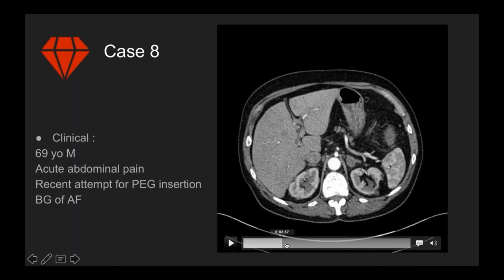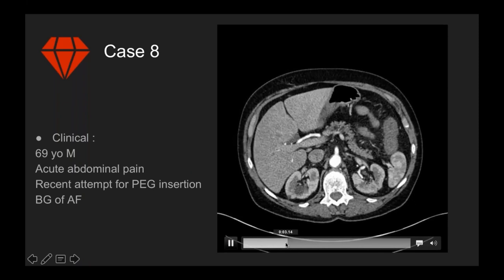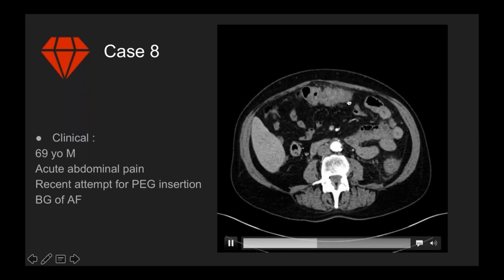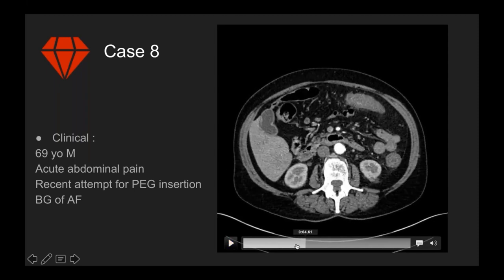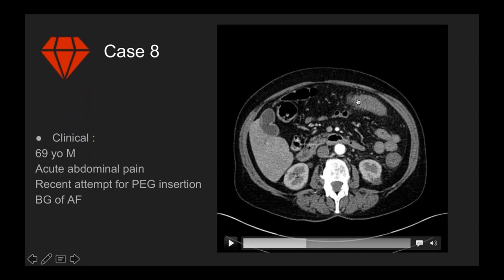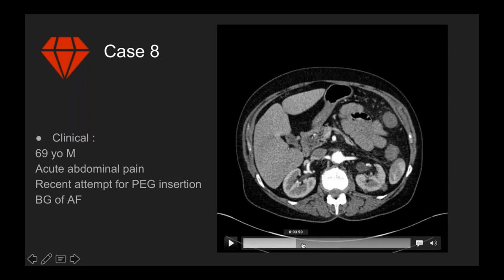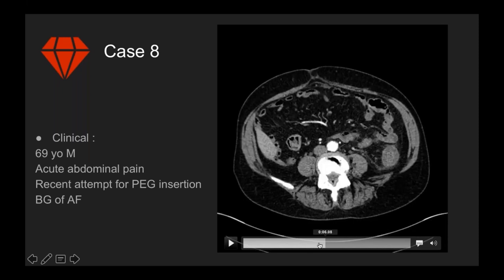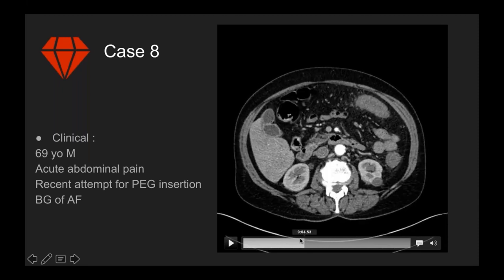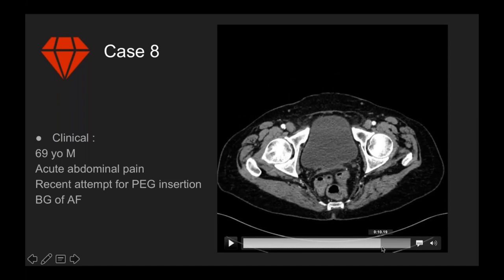So as we scroll through, this is an arterial phase scan. As we scroll through, we can see that there is long segment concentric thickening, which starts about here where my cursor is, 2/3 of the way along the transverse colon. It goes right down into the descending colon. It's still concentrically thickened. There's some pericolic fat stranding. It looks very edematous, that bowel, and just going down, it just continues all the way into the sigmoid.